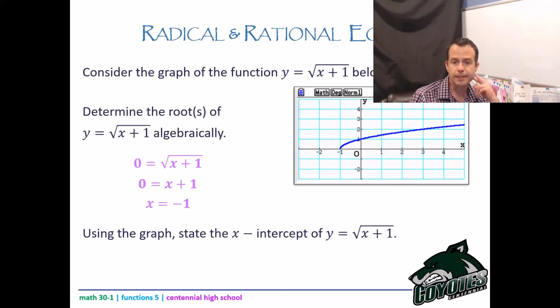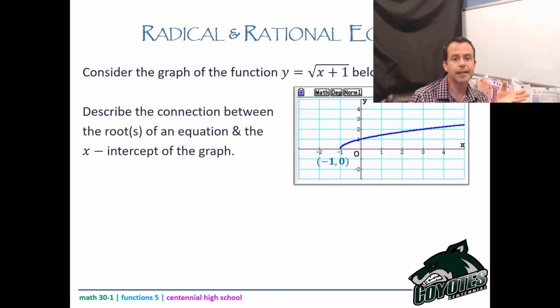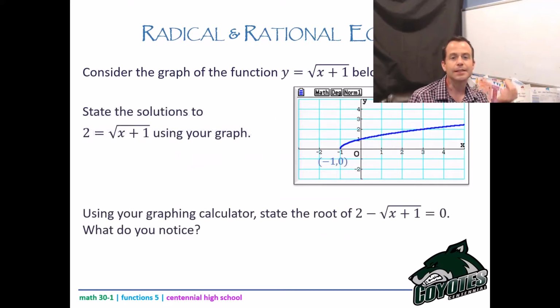Using the graph, state the x-intercept of y equals the root of x plus 1. Well, I can see that that -1 comes 0. Okay. So the x-intercepts and the roots are the same thing here. Describe the connection between the roots of an equation and the x-intercepts of the graph. I just said that. They're the same.